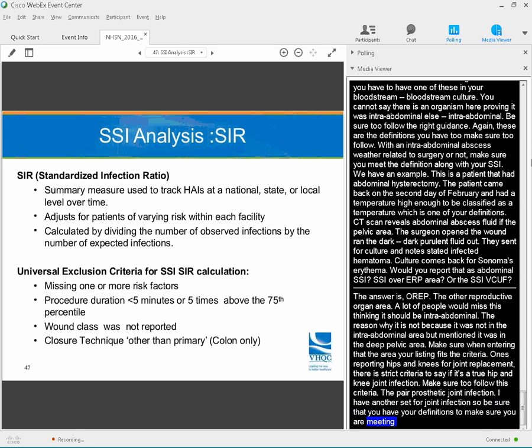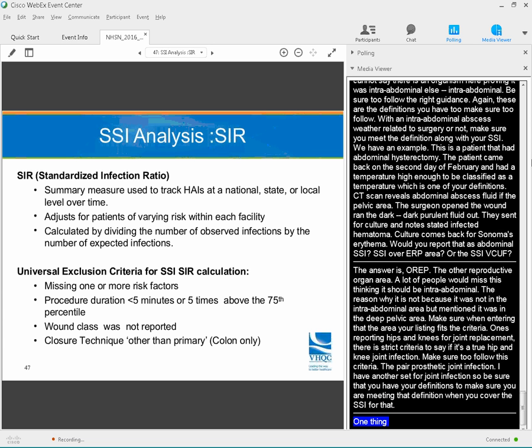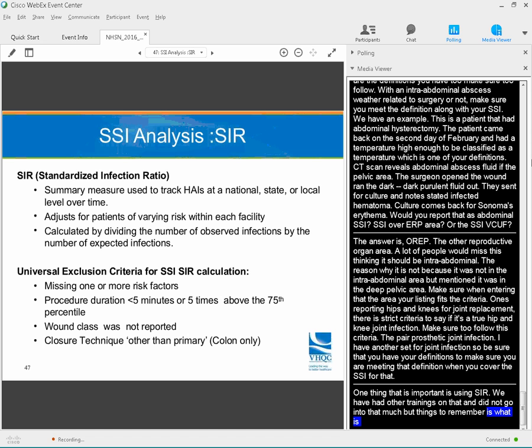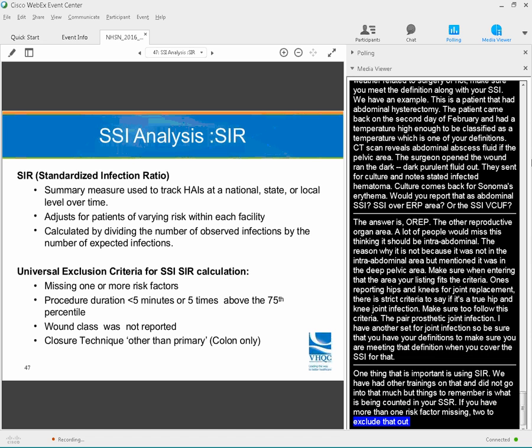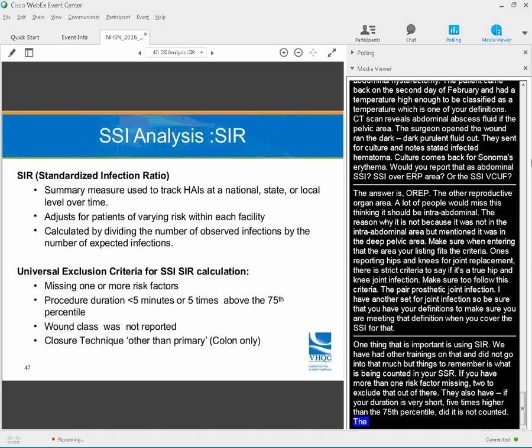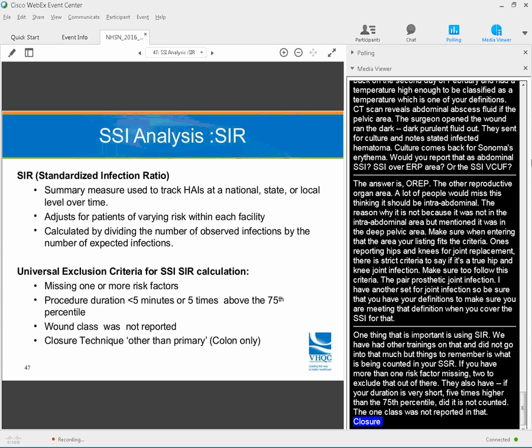So one thing that's really important is using the SIR. I think we've had other trainings on that, so I didn't really go into that much. It's just the things to remember that are being counted in your SIR. If you've got more than one risk factor missing, they tend to exclude that. And if your duration is very short or 5 times higher than the 75th percentile, then it's not counted. The wound class isn't reported in that, and closures other than primary, like those others we talked about earlier, will not be run for your SIR. So when you pull that, those will be excluded.